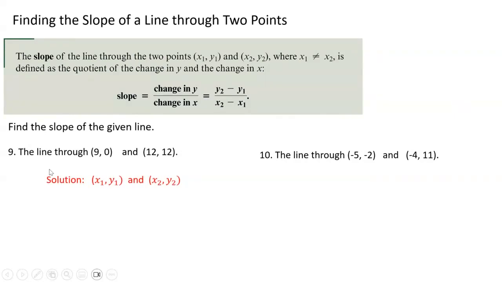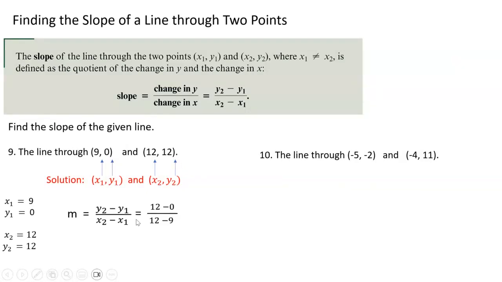Okay, let's do number 9 here. Let the first point be x1 and y1. So x1 is 9 and y1 is 0. And x2 is 12 and y2 is 12. There's my x1, y1, x2 and y2. Plug into the formula: 12 minus 0 divided by 12 minus 9. The answer will be 12 over 3, which is 4. So my slope is 4.